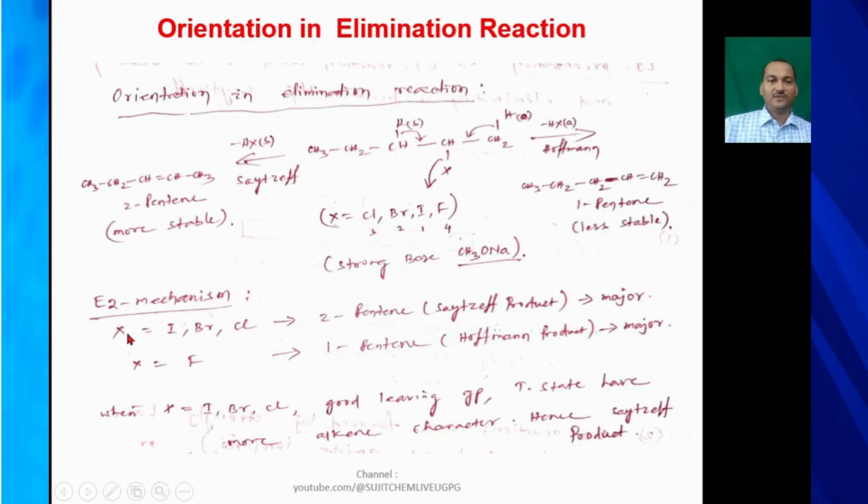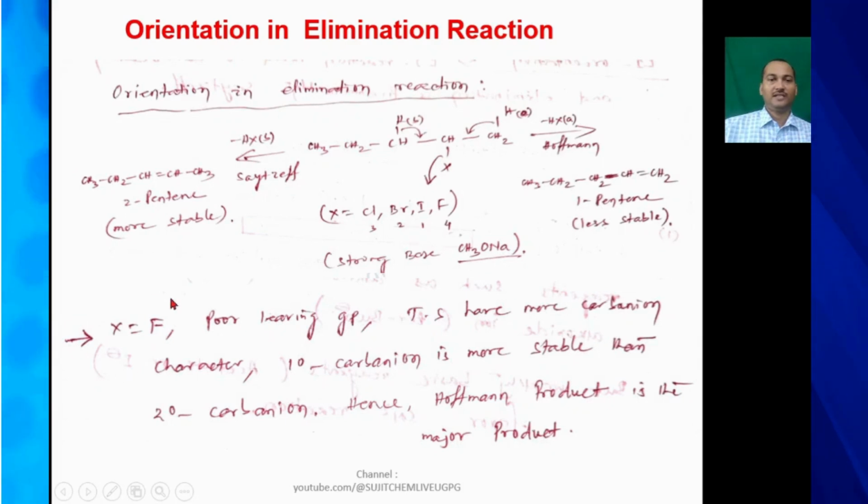In the E2 mechanism, when X is I, Br or Cl, you get 2-pentene, the Saytzeff product, as the major product. And when X equals F, you get 1-pentene, the Hofmann product, as the major product. When X is I, Br or Cl, a good leaving group, the transition state has more alkene character, hence the Saytzeff product, the more stable alkene. When X equals F, a poor leaving group, the transition state has more carbanion character. This primary carbanion is more stable than the secondary carbanion, hence the Hofmann product is the major product.